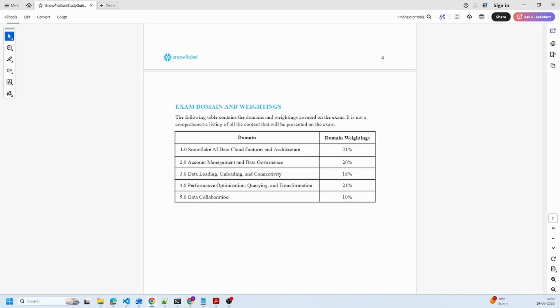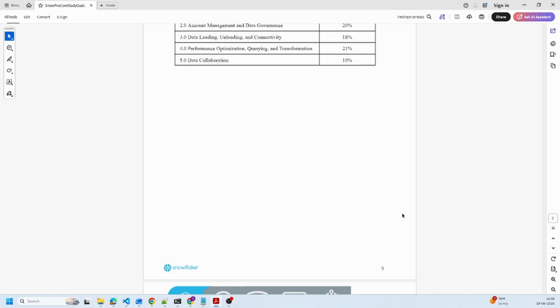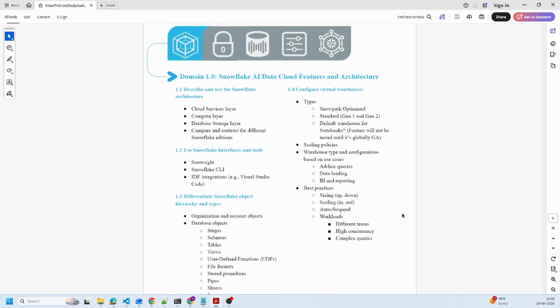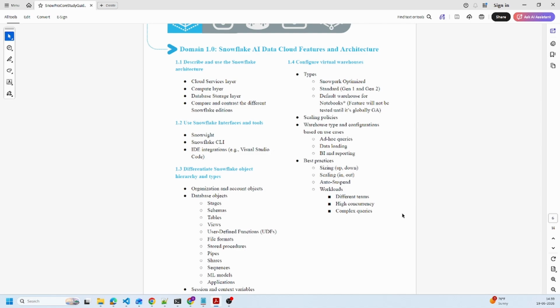Now let's talk about the exam structure, because knowing this alone can lower your stress level by about 30%. The SnowPro Core exam is divided into 5 domains, and each domain has a different weight. The largest domain on the exam, making up about 31%, is Snowflake AI Data Cloud Features and Architecture. Almost 1/3 of the entire exam is focused on architecture and core platform features. This alone should completely change how you prepare. This is not a domain you can skim. This is not a domain you can kind of understand. This is the backbone of the exam.